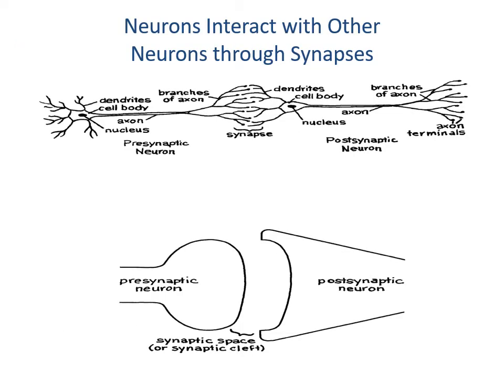So here we can see 2 neurons interacting, and I think the most important part to see here is that when you see these branches and these dendrites interacting, they are not touching.